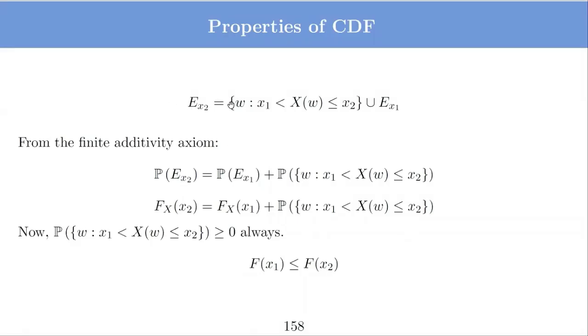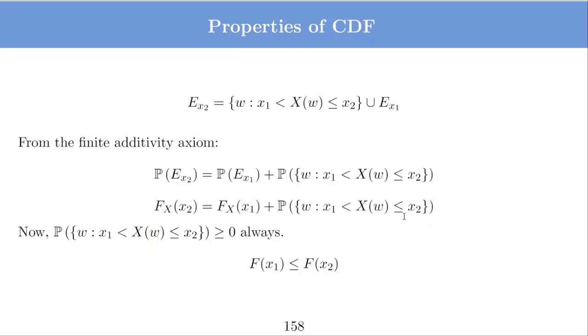probability additivity, we know that if there are two disjoint sets E1 and E2, the probability of E1 union E2 is probability of E1 plus probability of E2. So therefore here also probability of EX2 is equal to probability of this set plus probability of EX1. Now probability of EX1 is CDF at x1 and probability of EX2 is CDF at x2. So what we get is CDF at x2 is equal to CDF at x1 plus this probability.